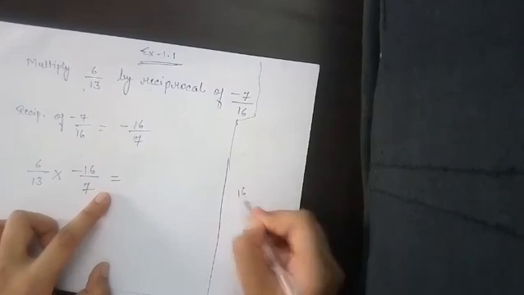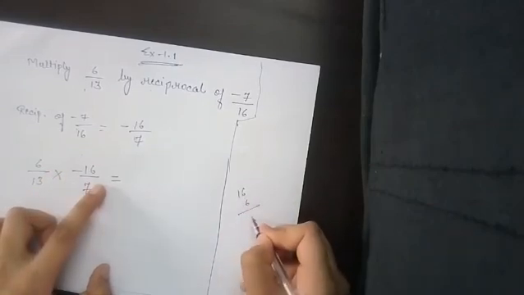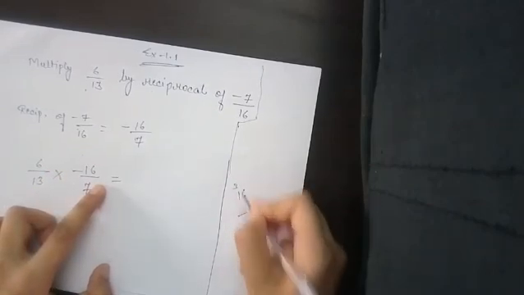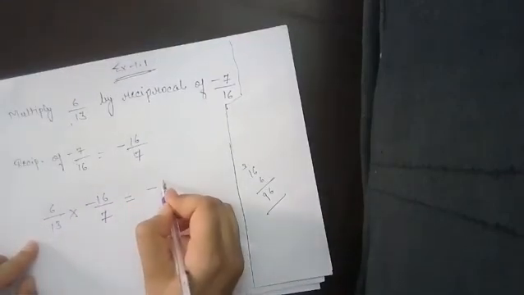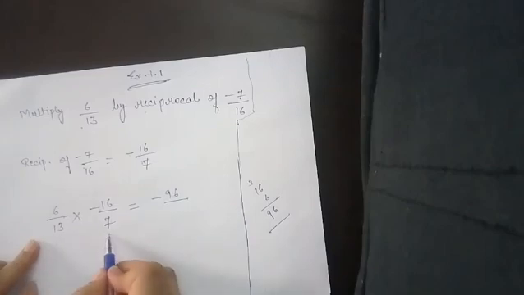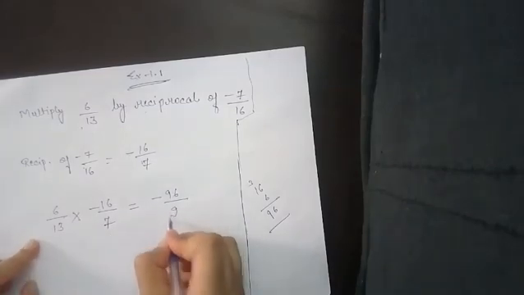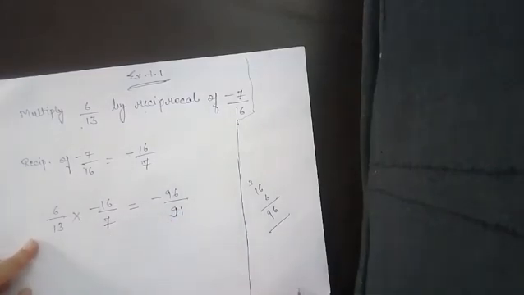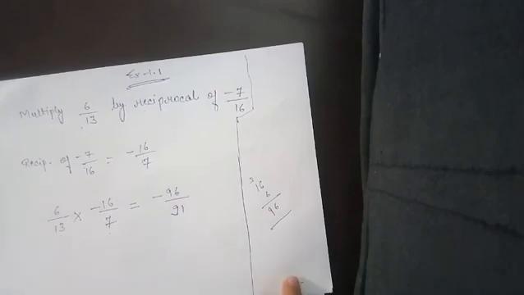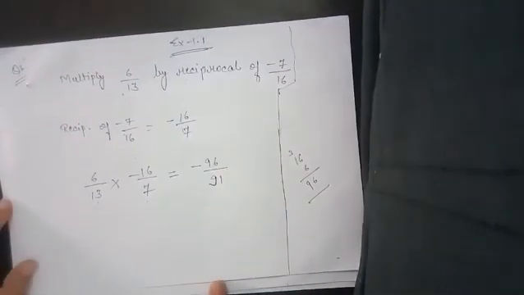Now you multiply it. 16 into 6. 6 6 are 36. 6 1 are 6, 7 8 9. 96 with the minus sign. Upon 13 7 is 91. If you don't know 13's table, multiply it like this in rough column and do it. Okay, so this was question 6 of your book.